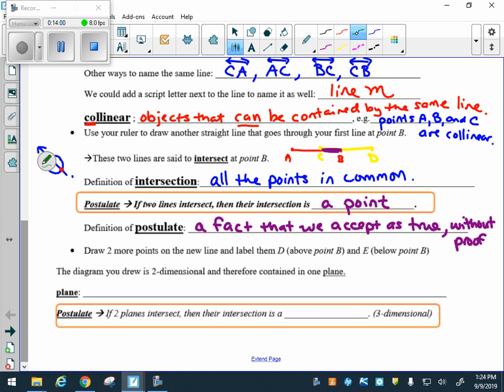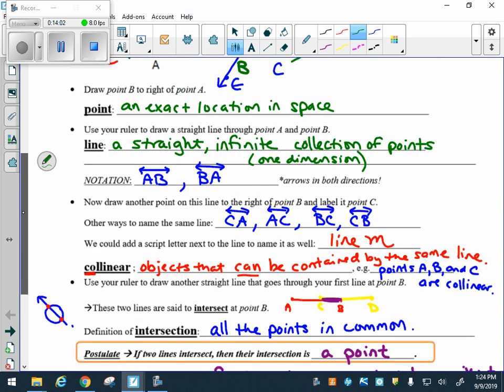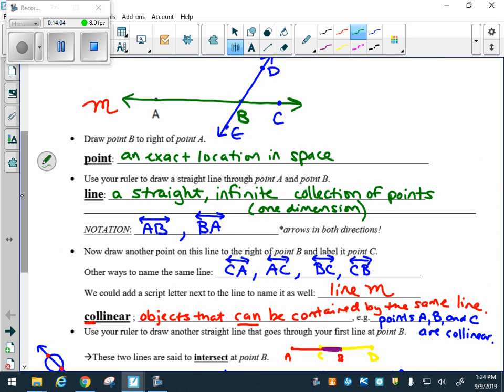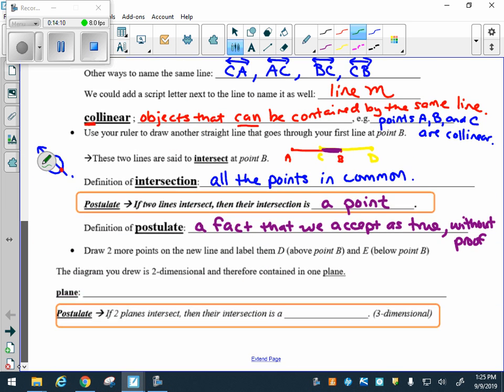Okay, in the diagram that you drew, this is all in 2 dimensions. We've talked about dimensions a little bit, right? It's got length, it's got width, it has no depth. If we were to add a 3rd dimension, we would be extending outside of this plane, right? So this is all in one plane. To define plane, we're going to call it an endless flat surface.